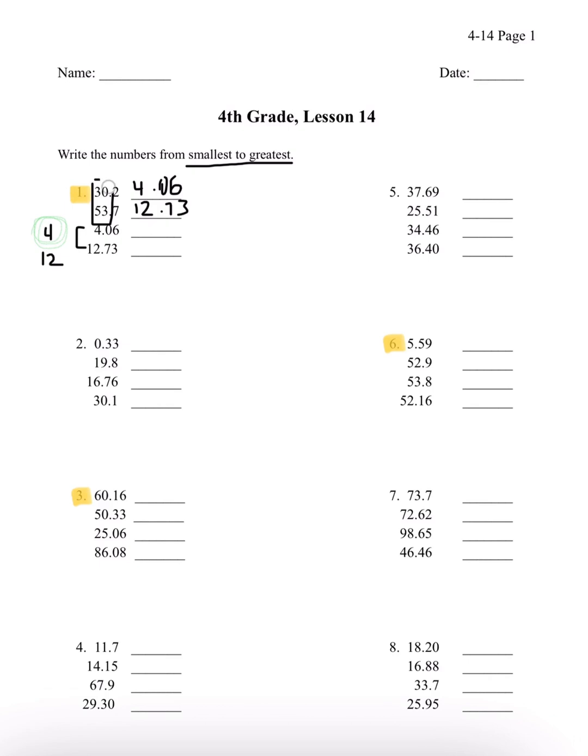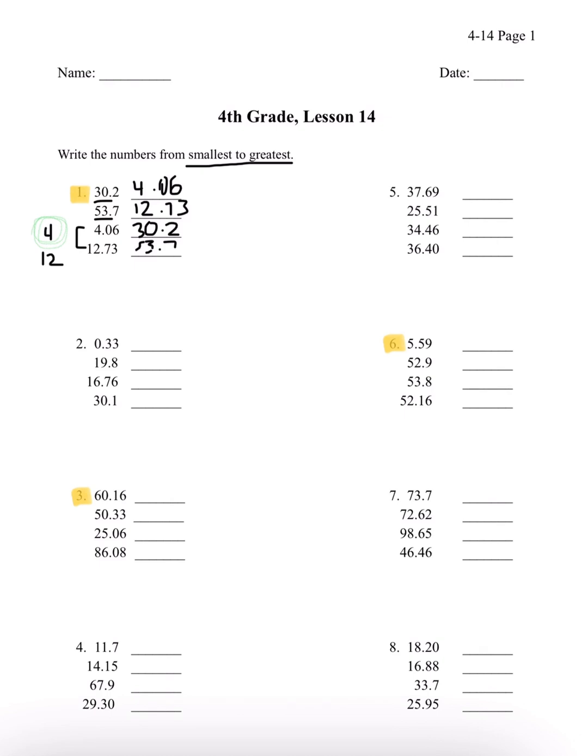Now, let's look at the 30 and 53. We know that 53 is greater than 30, so our third greatest is 30.2. And our greatest number here is going to be the 53.7. So this is our answer in the order of smallest to greatest.